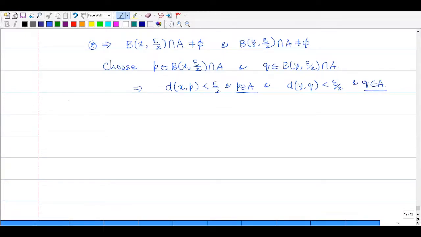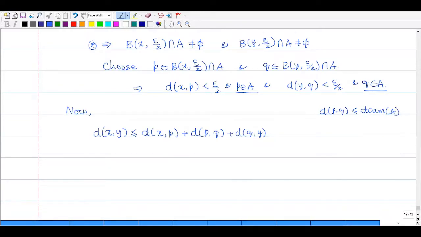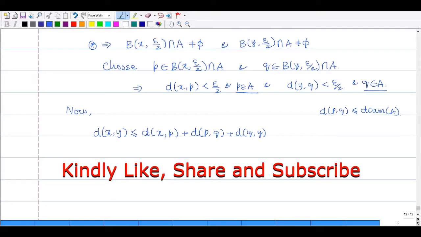Now I am going to use the triangular inequality. The distance between x and y is less than or equal to the distance between x and p plus the distance between p and q plus the distance between q and y. Note that p and q are both in A, so the distance between p and q is always less than or equal to the diameter of A, because the diameter is the supremum of all the distances. So any particular element gives a distance less than or equal to the diameter of A.